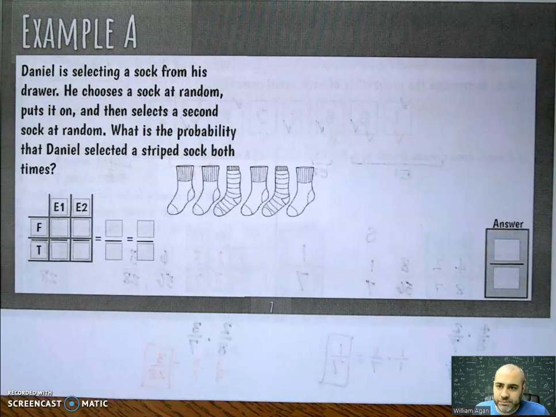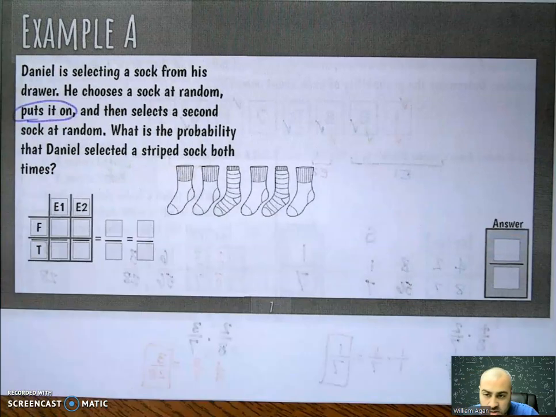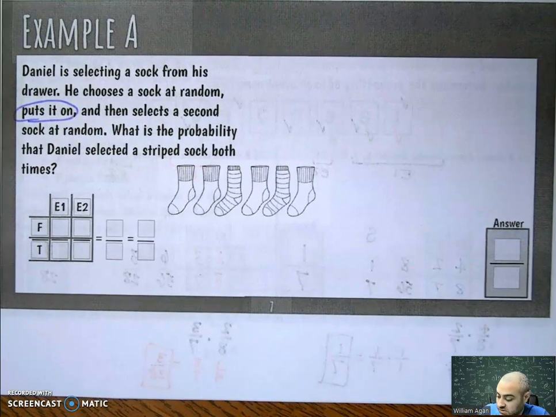Okay, so here's example A. Daniel is selecting a sock from his drawer. He chooses a sock at random, puts it on, and then selects a second sock at random. What is the probability that Daniel selected a striped sock both times? Okay, so if he puts the sock on, that means that he's not putting it back in the drawer. Okay, that makes this dependent.